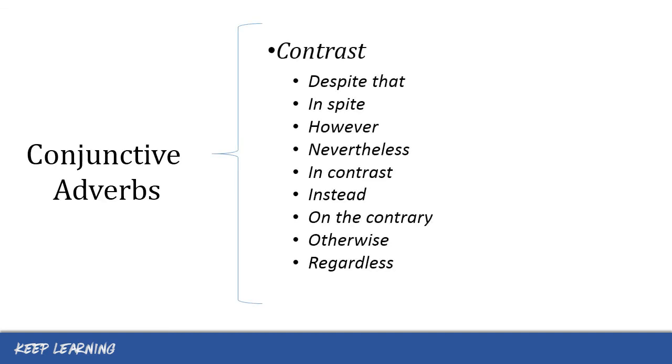We have contrast. In the group of contrast, we have this group which is very cool. We said in the class before that you could use but for a contrast. Well, these are other connectors that you can use when you talk about contrast. Despite that, a pesar de que, right? In spite, a pesar de, right? However, sin embargo, nevertheless, it's the same as however. In contrast, instead, en vez de. On the contrary, otherwise, de otra manera, and unless, a menos que.